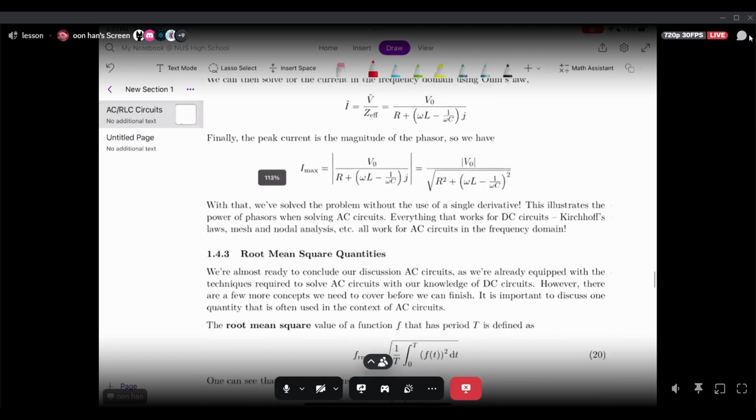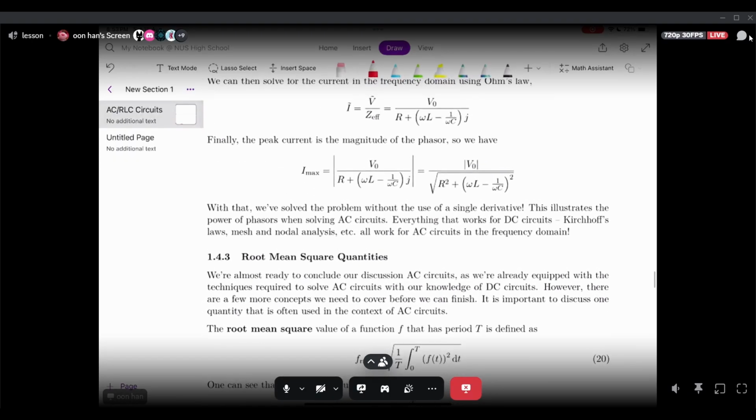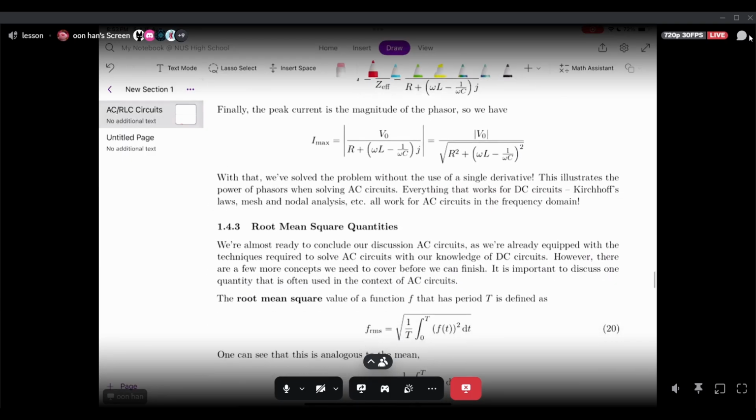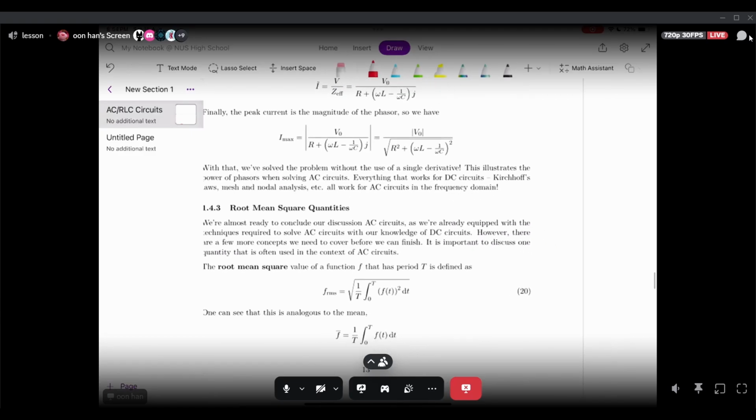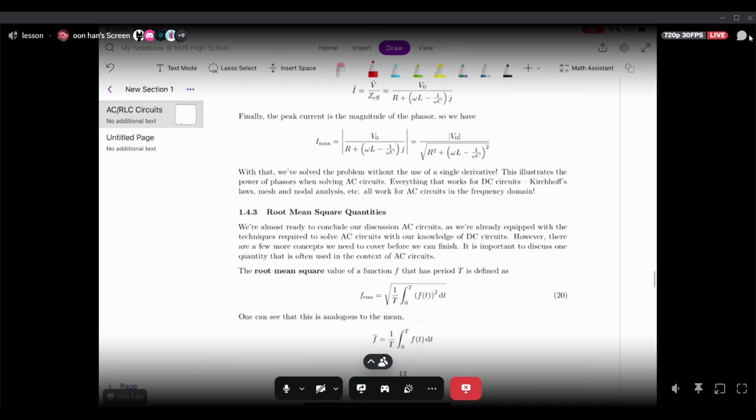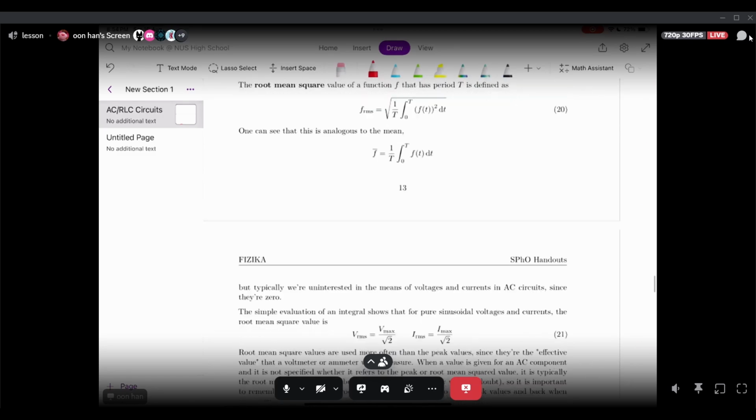And with that, we've solved this problem without even using a single derivative or having to solve differential equations, etc. And this illustrates the power of phasors. Basically, you need to solve AC circuits. Everything that works from DC circuits works for AC circuits in the frequency domain. Basically, that's what I want you to take away from this. Yeah, that's the power of phasors.